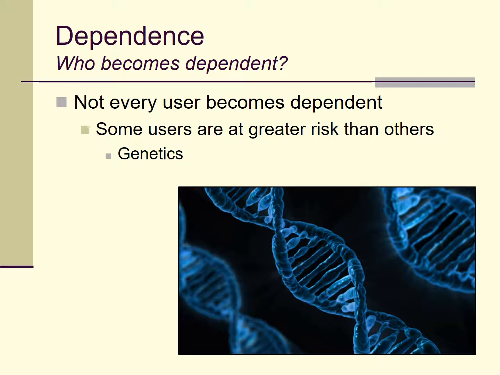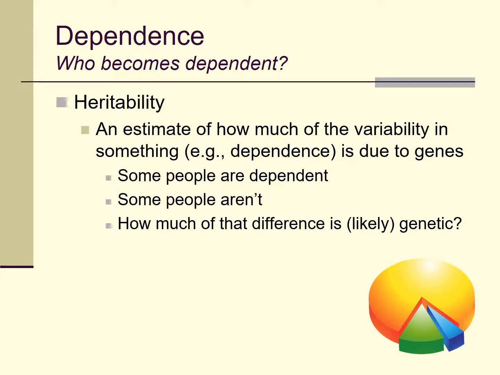Another answer to the question of who becomes dependent is that not every user becomes dependent. Some people are at greater risk for becoming dependent than others. And some of this goes down to basic genetics. If you've taken a class in biology, or a good introductory psychology class, you've probably heard about heritability. Heritability is a calculation that geneticists and other researchers interested in genetics can make. It's an estimate of how much variability in something is due to genetic factors. In our case, we can be looking at dependence or addiction. If you look at a population of people, some people are addicted to drugs, other people aren't, so there's variability. Not everyone is the same. And we can ask how much of that variability is likely due to genetics. We might not know specifically which genes, but we can estimate mathematically that some fraction, some portion of that overall pie is due to genetics as compared to other sources.